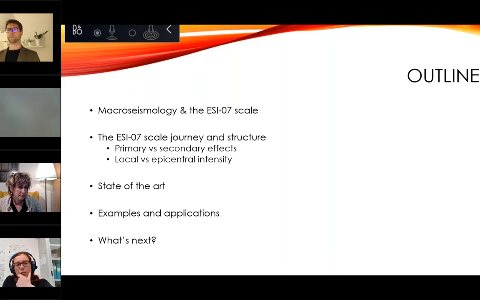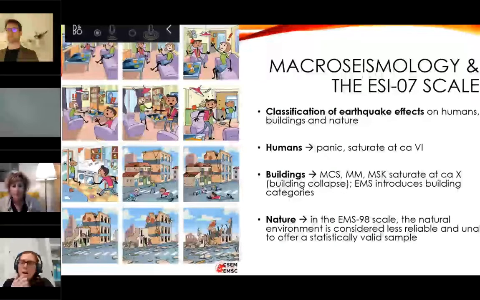I will present the state of the art, and I have some good news to share with you all on this point. And I will show you some examples of published papers and case histories analyzed using the ESI scale. And finally, my takes on what should be expected for the near future.